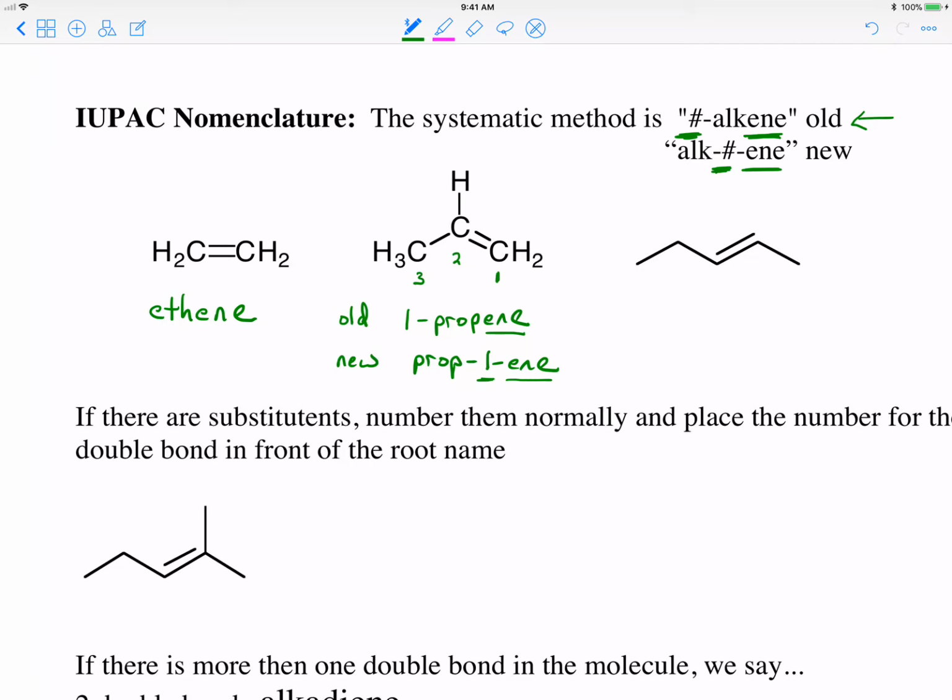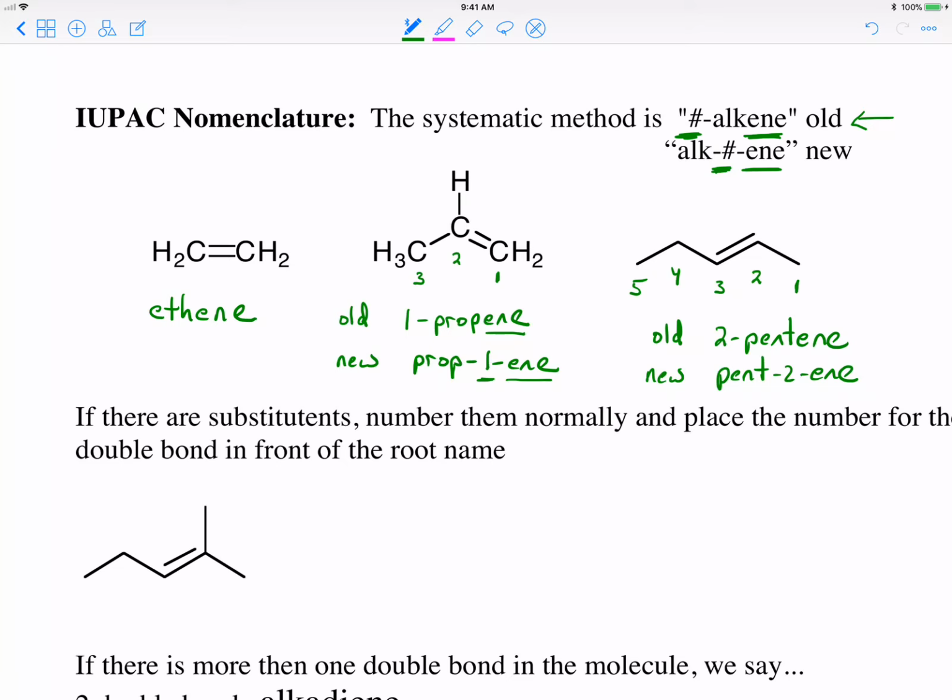Anyway, though, let's go to this last example right here. 5 carbons, you number it from the end closest to the double bond. So instead of a pentane, it would be a pentene, and again, old way of doing it is 2 pentene. The new way of doing it is pent 2 ene. And again, you always number it from the end closest.